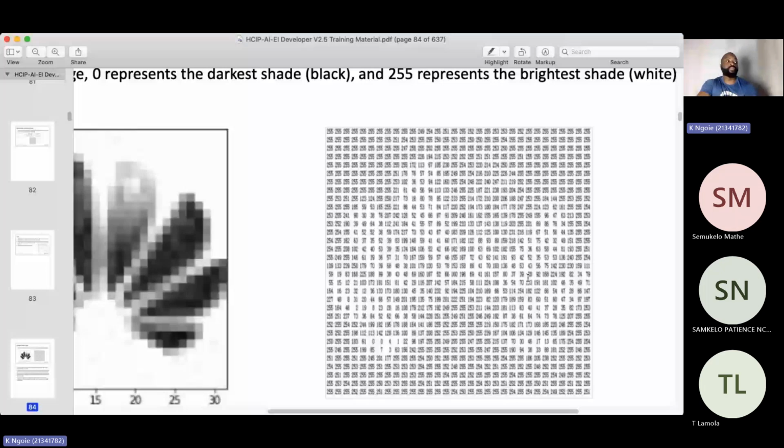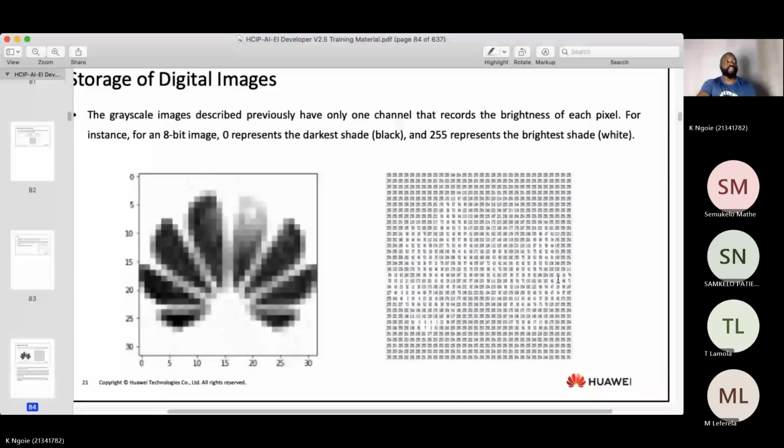Can anybody tell me, without counting, how many numbers do you have there on top, from here to here? 30. Yes, we have 30. So this image is a 30. Now each part will be given a certain value. You understand? Each part will be given a certain value.